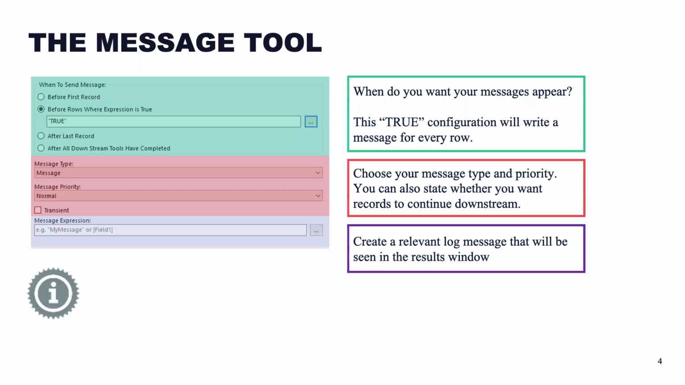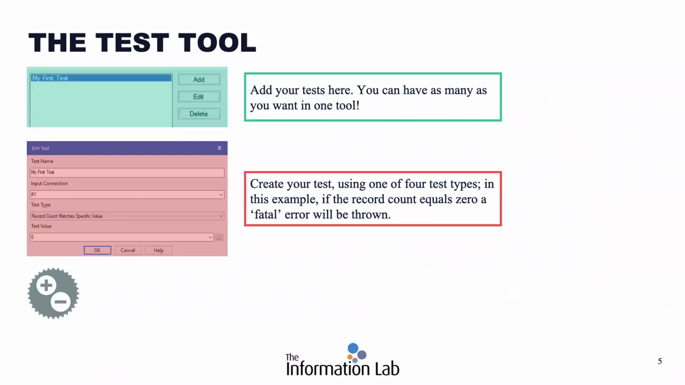The second tool is the Test tool. This tool will help you to verify data or processes in a workflow. Since the Test tool accepts multiple inputs, with a single Test tool you can create multiple tests. The tool will notify you with a descriptive error message if your test criteria are not met. We will see an example in our workflow.